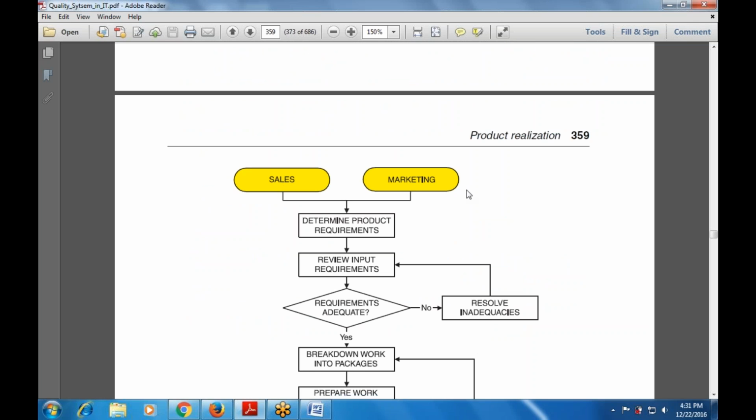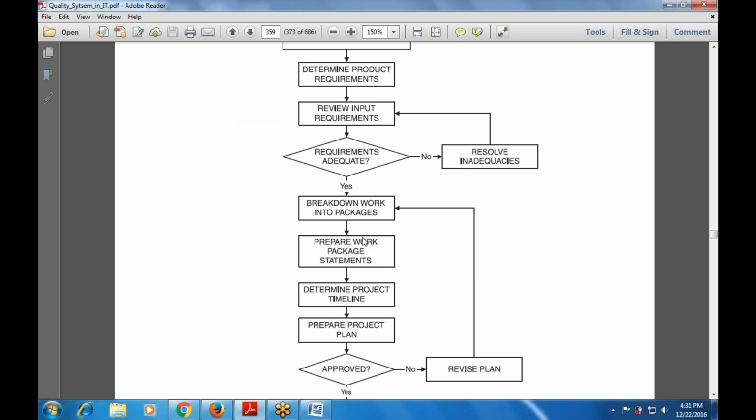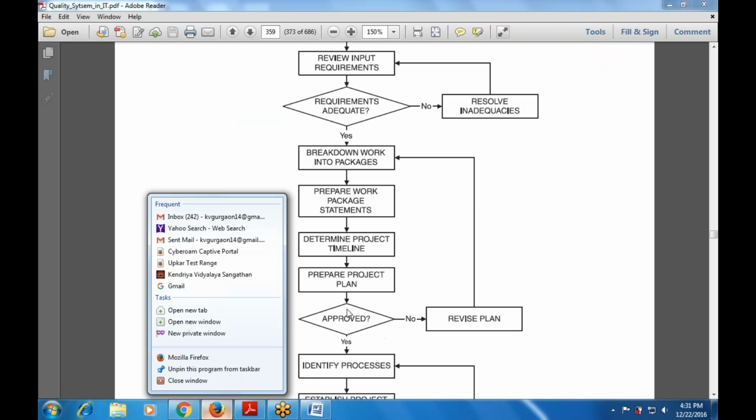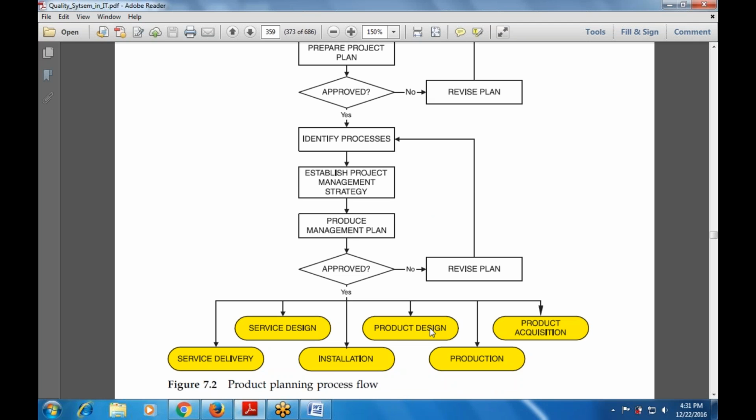Now, this is the sales and this is the marketing. Determine the project requirements, review, then check whether the requirements are adequate. If the requirements are adequate, then go to the next step. Otherwise, resolve the inadequacy. Inadequacy means the shortfall in the requirement. Then break down work into packages, then review the work package statements. Determine the project timelines and prepare the project plan. If it is not approved, revise the plan; otherwise, identify the resources for establishing the project management strategy.